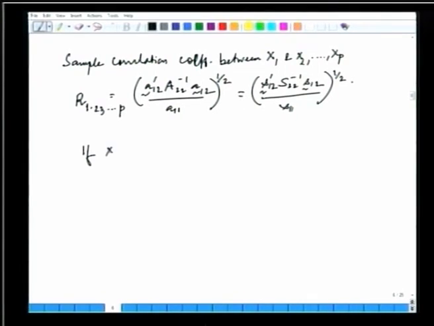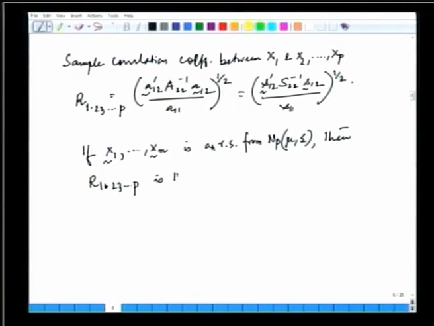we are always interested in knowing what is happening if these random variables are coming from the normal population. So, if this is a random sample from a p-variate normal distribution, normal p mu sigma, then this R1.23...p is the MLE, the maximum likelihood estimator of the population multiple correlation coefficient rho 1.23...p, right.